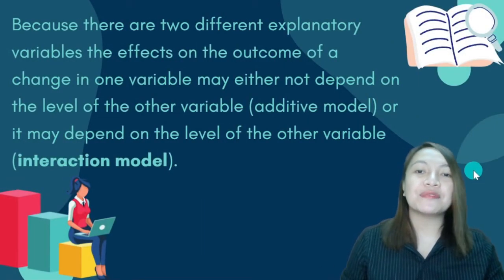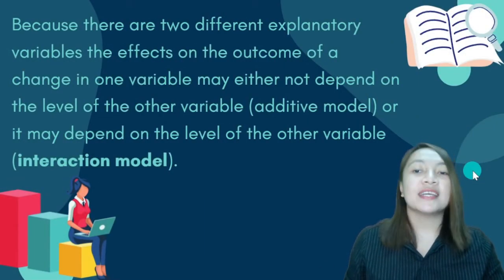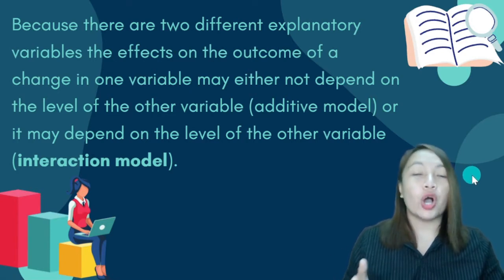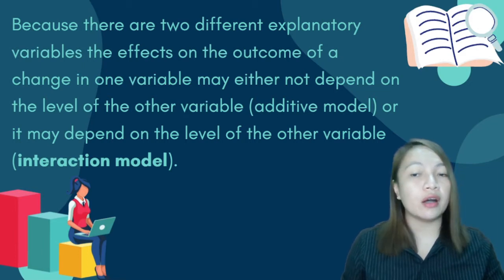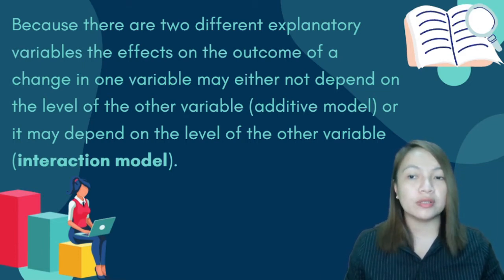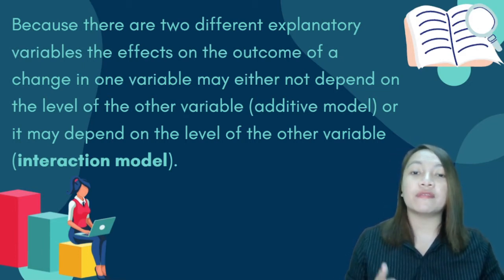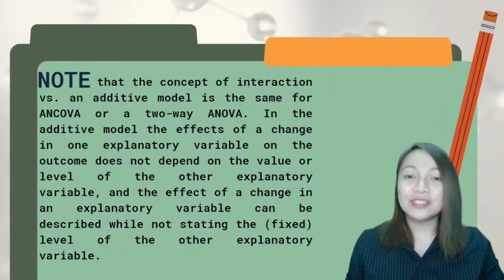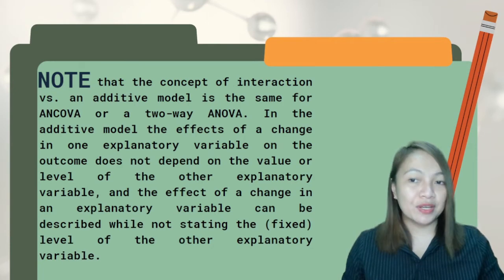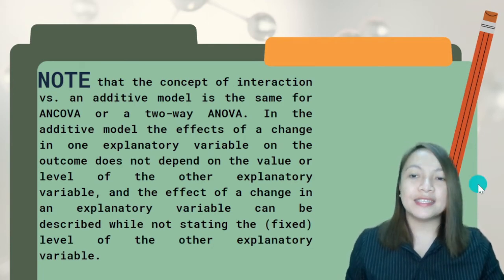Because there are two different explanatory variables, the effects on the outcome of a change in one variable may either not depend on the level of the other variable, or the additive model, or it may depend on the level of the other variable, or the interaction model. Note that the concept of interaction versus an additive model is the same for ANOVA or a two-way ANOVA.